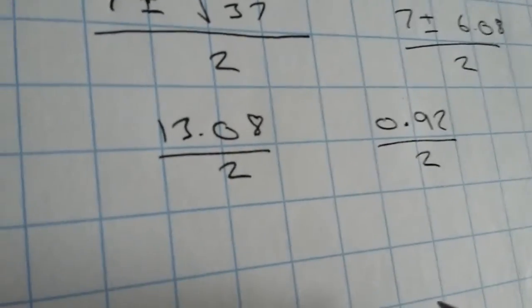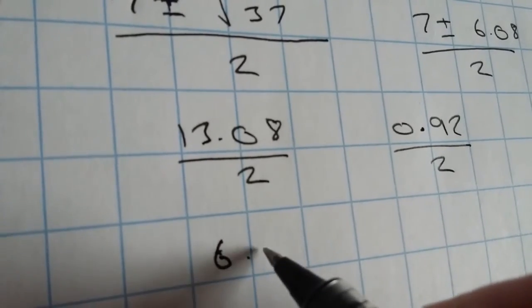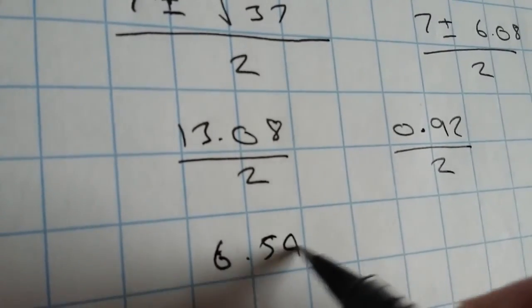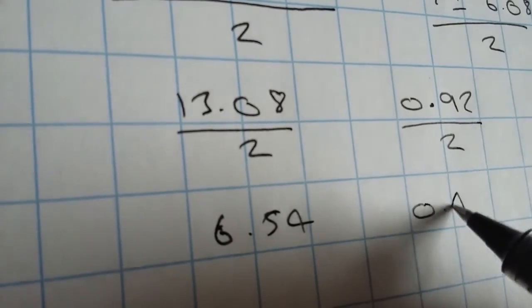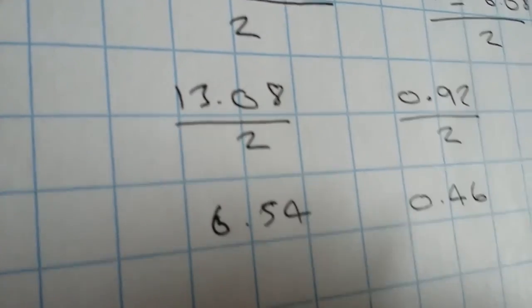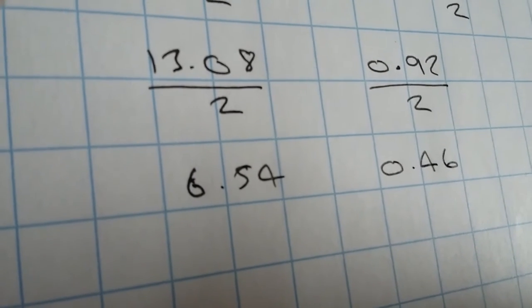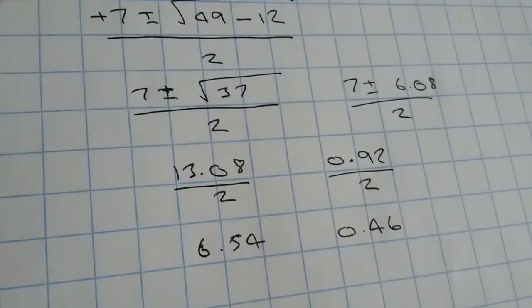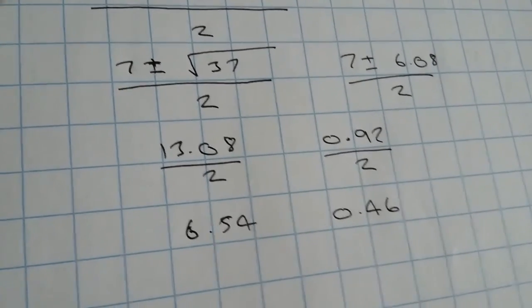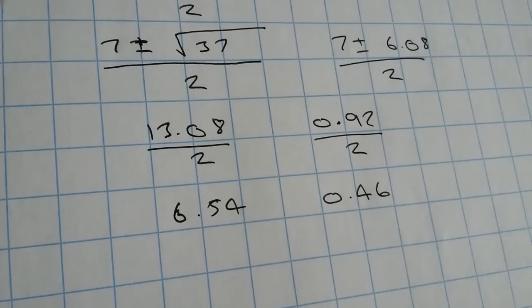So my two answers are going to be 6.54 and 0.46. I did those in my head. Pretty sure that's right. 2 times 46 is 92, yes. So just lots of working out and substitution really. I'll now do the other one where you had A not being 1.